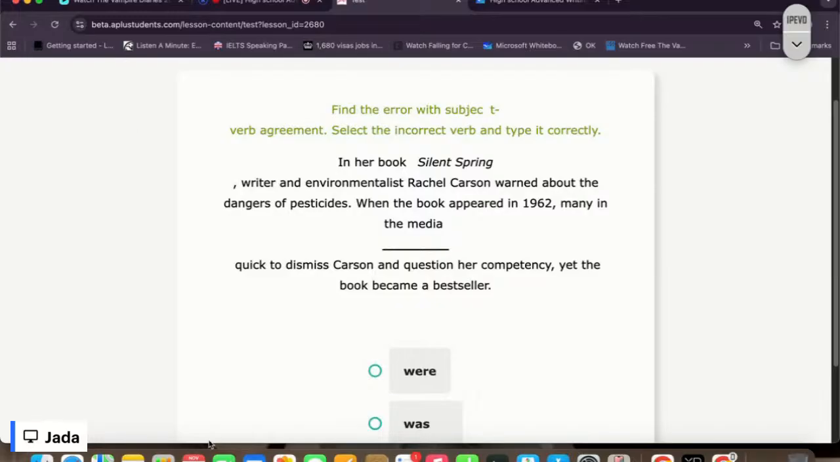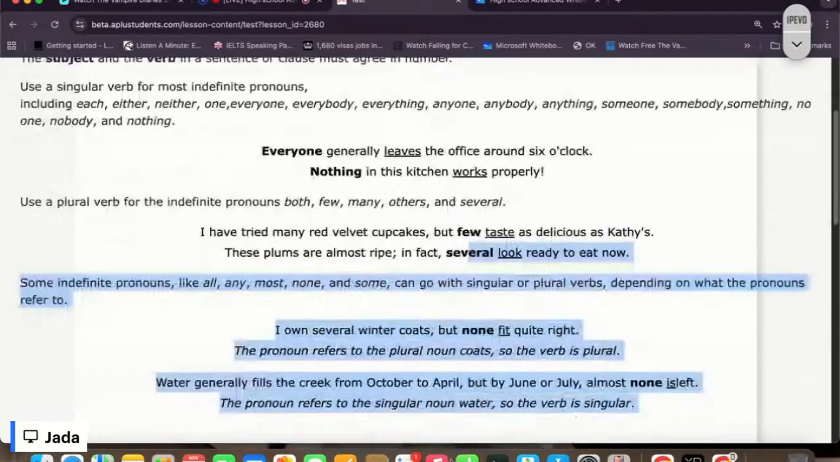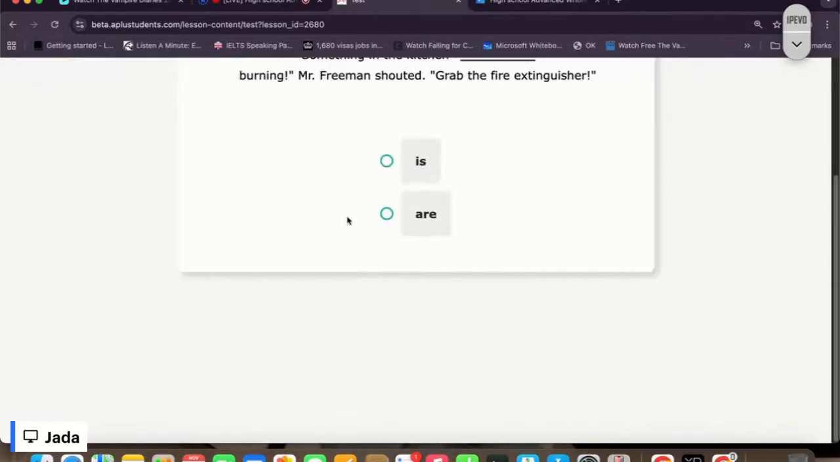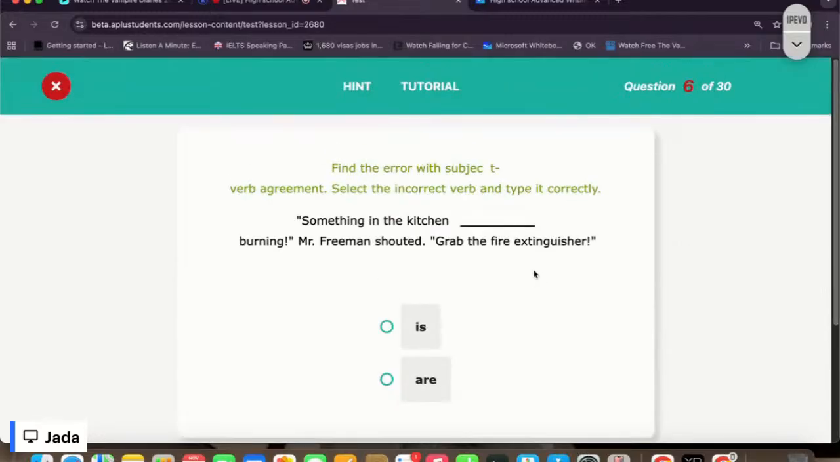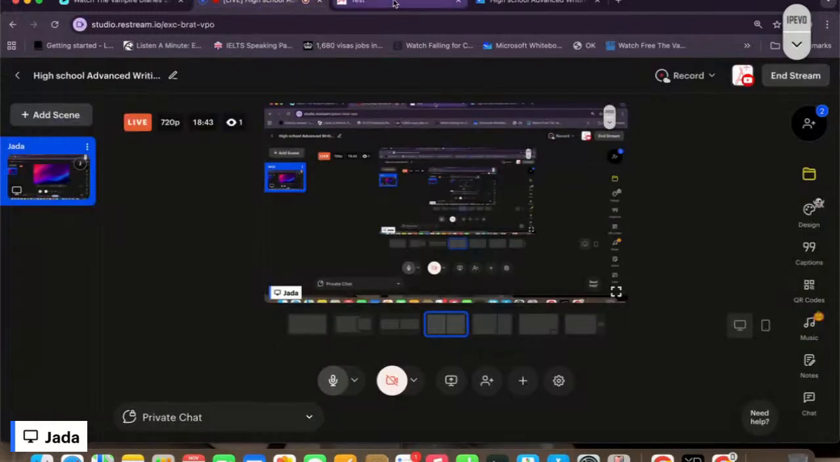So the media were quick to dismiss. Alright, so next up we have something in the kitchen dash burning. Mr. Freeman shouted, grab the fire extinguisher. Is or are? What's the right one?